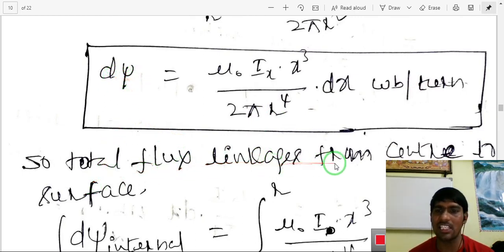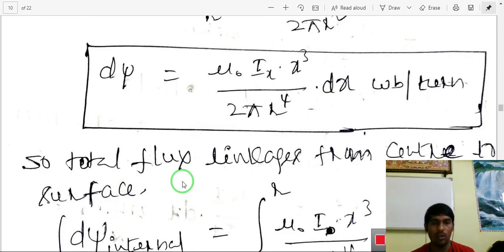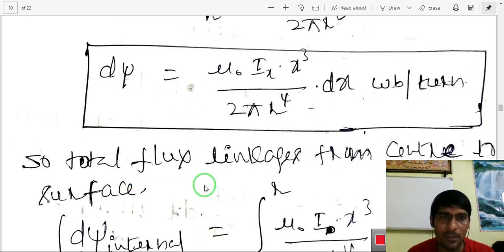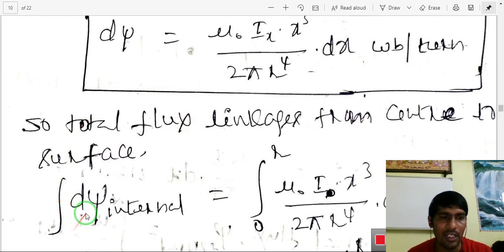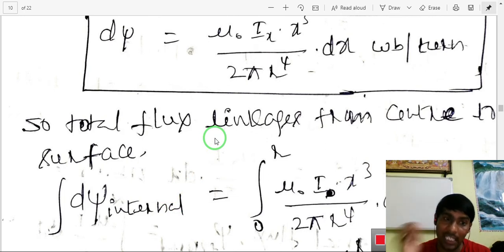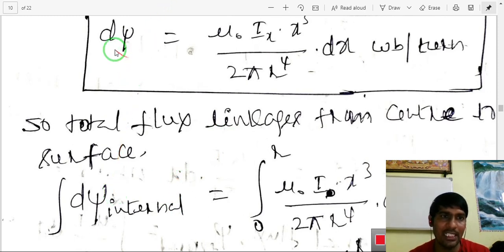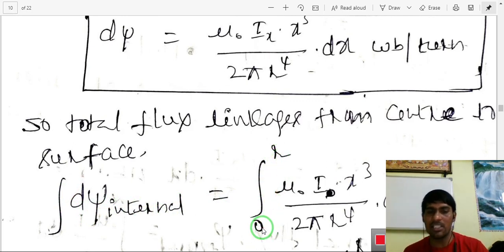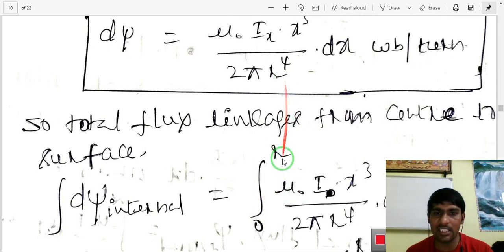Now for the total flux linkage from center to surface, you can integrate the above equation. The integral of dψ internal means we are completely focusing on the internal flux. Our aim is the flux linkage due to internal flux only. So we integrate this equation from center to surface, with integral limits 0 to r only.